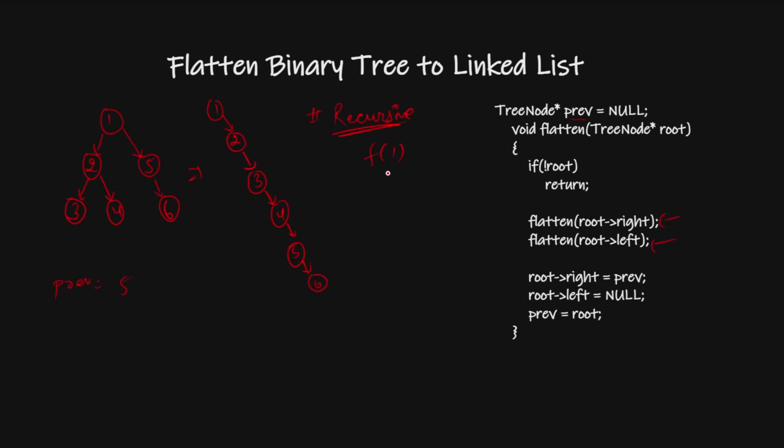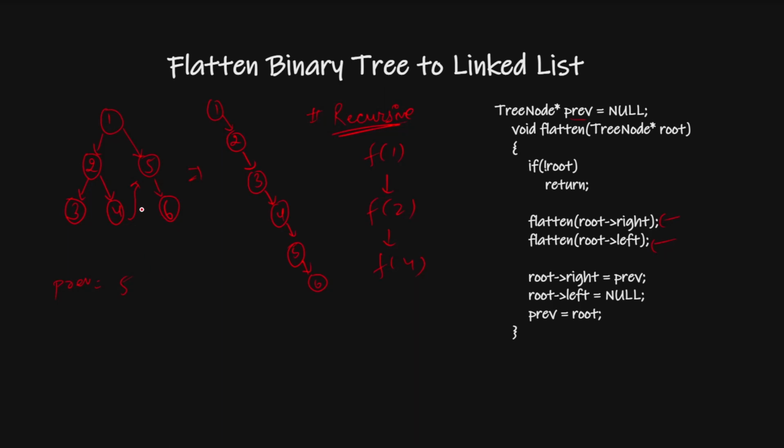Now I have to go to its left side. The left side is 2, so I will go to 2. Once I go to 2, from 2 I will go to its right. Now you understand why I am going to the right, because what I need is basically its last element. What will be its last element? Its last element will be the right element, because we have to do pre-order. In pre-order, first we do left, then root, then right. So its rightmost element will point to this 5.